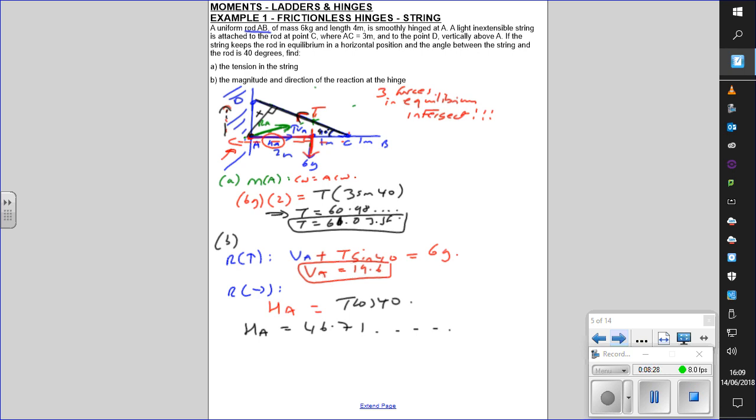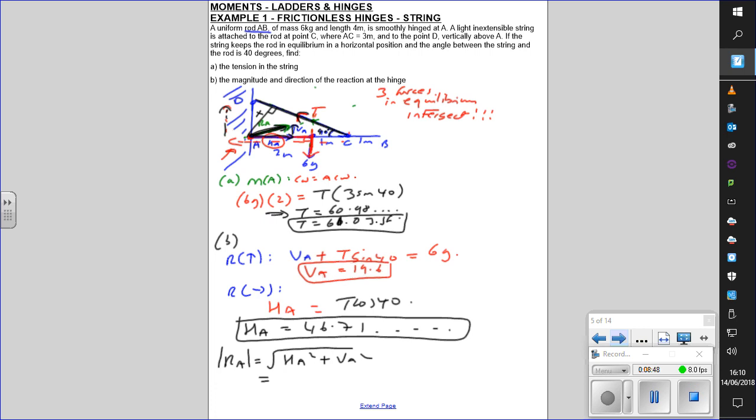But because we're trying to find the magnitude, we know from Pythagoras that's how we find the magnitude. We've got the across and up, but we want this RA one here. So Pythagoras says that RA, the magnitude of RA, is the horizontal squared plus the vertical squared. So we should get that thing squared plus 19.6 squared, square rooted, so 50.7 newtons to 3 s.f., right?